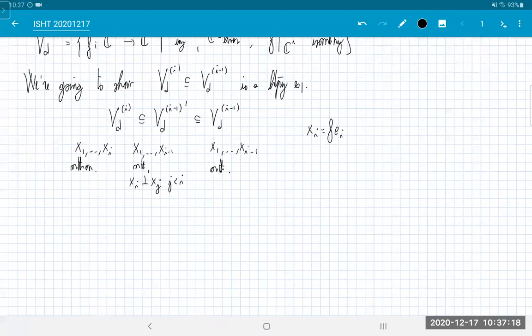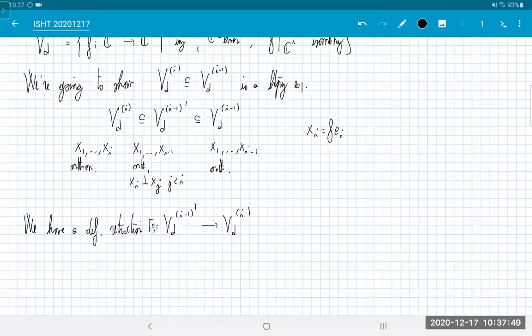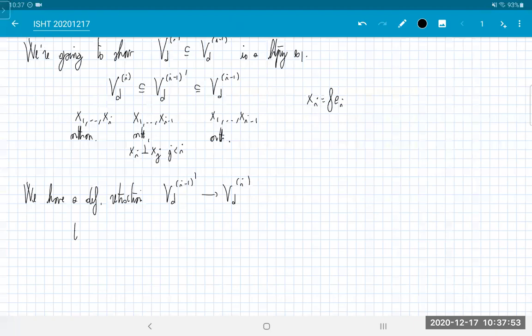And okay, let's tackle this second one first, because that's quite obvious. It's just a matter of rescaling. So we have a deformation retraction. Sorry, not this one, this one I wanted to say. This one is just a matter of rescaling, from V_i' to V_i. So this was a [0,1] action. Essentially we send (t, x_1, ..., x_n) to x_1, ..., x_{i-1}, and remember, we need to fix the norm of it. So we take (t + (1-t)/norm of x_i) times x_i, x_{i+1}, ..., x_n. And this indeed just gives me a deformation retraction.